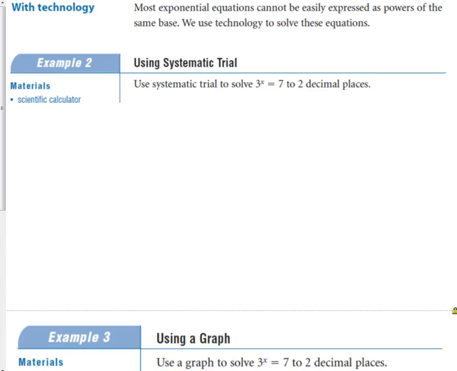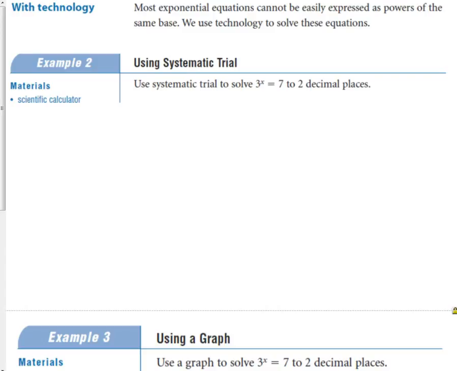Okay, now let's look at another example of solving an exponential equation with technology. This one here in your package is example 2. This is using systematic trial. There's going to be systematic trial involved in solving that because the equation can't be solved using a common base. So when we have an equation such as 3 to the x equals 7, really simple equation here, but we would struggle to find a power of 3 that produces 7.